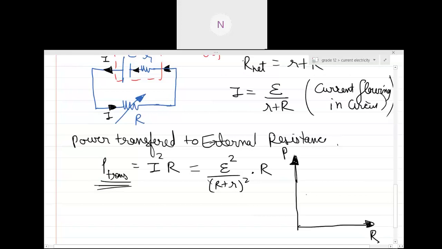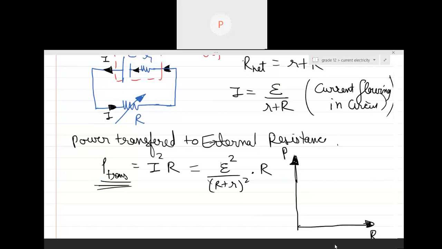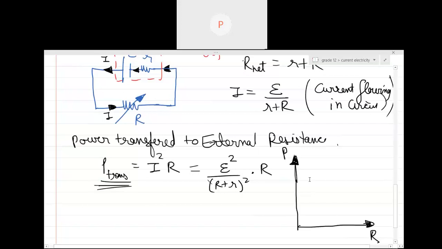I have a doubt. Yes, tell me. While writing the power, you have written E square by (capital R plus small r) whole square into capital R, right? The capital R which you're multiplying, you don't take it as R plus r, the total resistance? No, that is the total power transferred to the external resistance. What is the power consumed by the external resistance? Okay, I got it. We are not telling what is the power supplied by the battery.